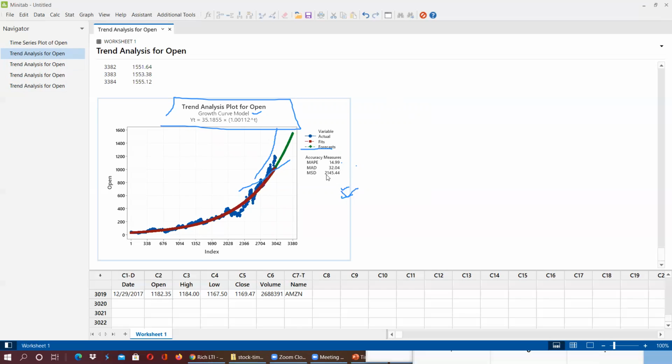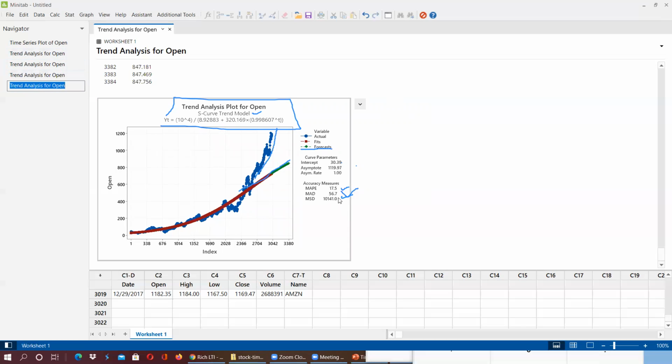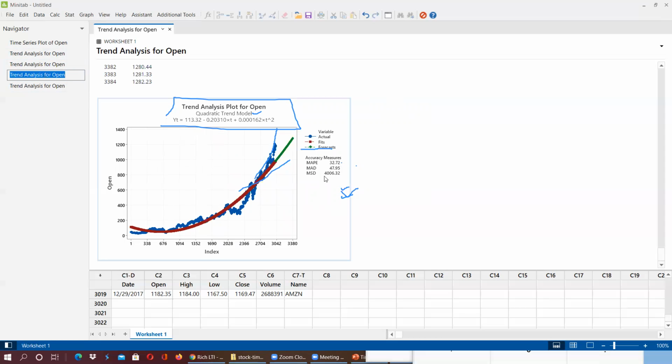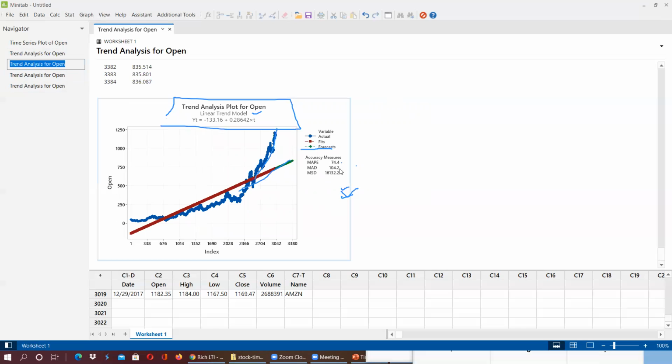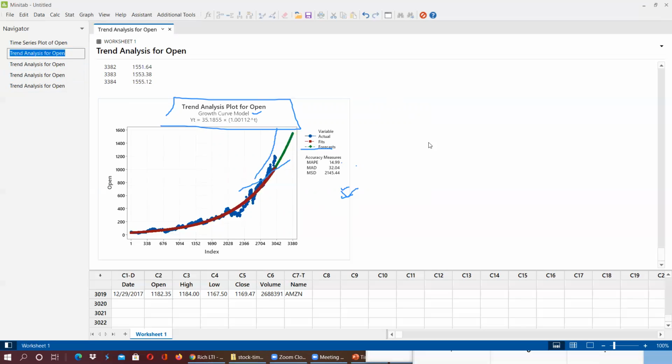14.99, 32, and 2000. In this you can see 17, 56, and this. In this you can see 32, 47. In this you can see 74. So which is the best model to predict or to forecast the value? Based on this, you need to do all four options, and whichever is the best model fit, that you are going to use.